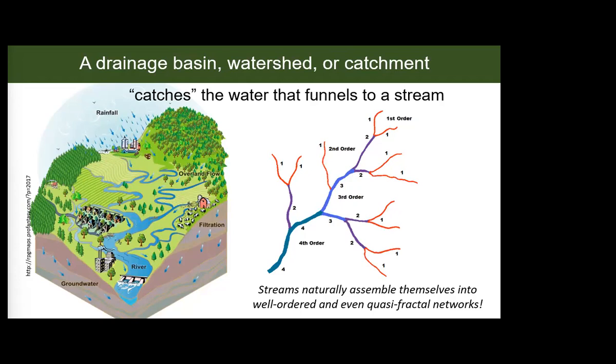Now, a second order stream, that's where we have two first order streams coming in to form their own larger channel. So a second order stream has two first order streams coming into them. A third order stream has to have two second order streams coming into it. And so on and so forth. Fourth order streams have to have at least two third order streams coming into it. So if we have a fourth order stream, all we care about is the next lower order of stream magnitude.